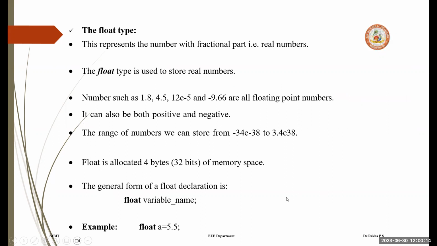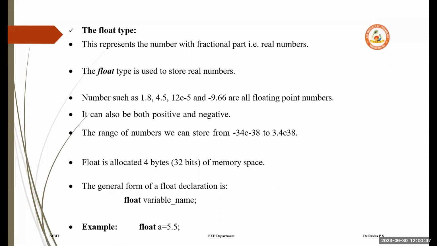Next, float type. This represents the number with the fractional parts, that is real numbers. So these types are used to store real numbers, such as 1.8, 4.5, like that, minus 9.6. So you can see the floating point number, that is decimals. It can also be both positive or negative. The range of numbers we can store here, I have given the range. So this float is allocated 4 bytes of memory space. That is 32 bits of memory space will be allocated for this particular data type.